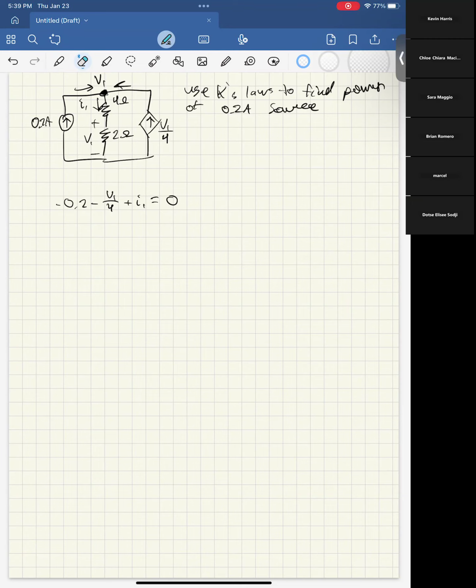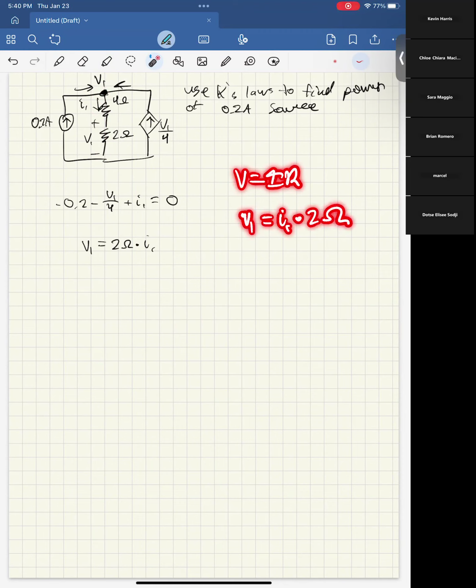Oh, okay. Currently, we have two unknowns. We have I1 and V1. We can relate those two very straightforwardly because V1 here is equal to 2 ohms times I1. Hopefully that makes sense because I1 is here and I1 goes through the 2. And if V equals IR, we have V1 equals I1 times 2 ohms. And that's how we get that.